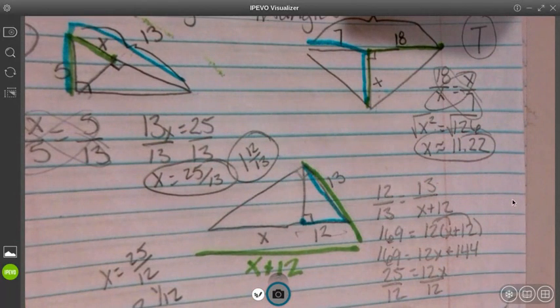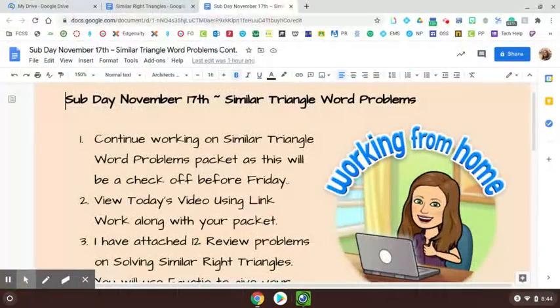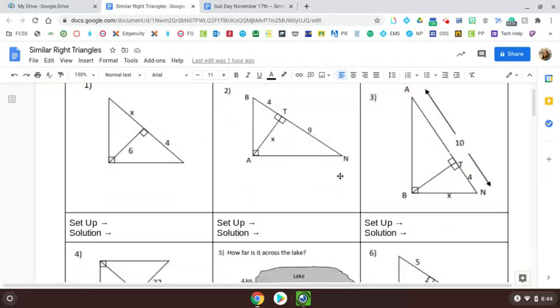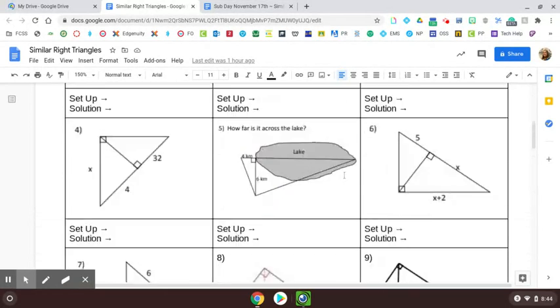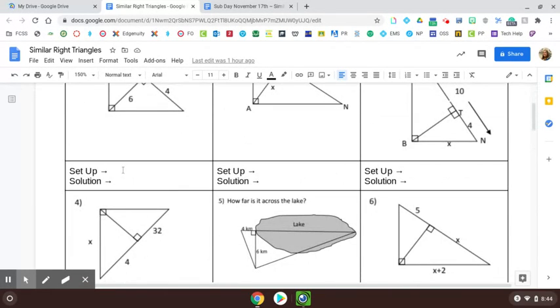Okay? All right, I'm going to show you what we're going to be doing today. In your document that I have shared with you, you're going to have this right here. All right, and I'm going to be giving you about 12 different problems. You're going to be using Equatio to give me a setup. So remember to use Equatio, you click this blue diamond here, and it will come up.